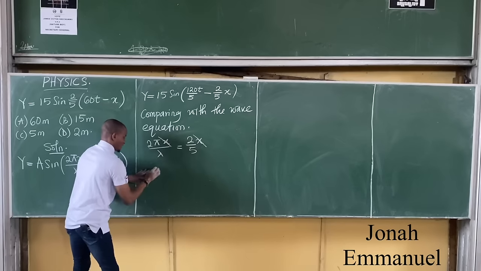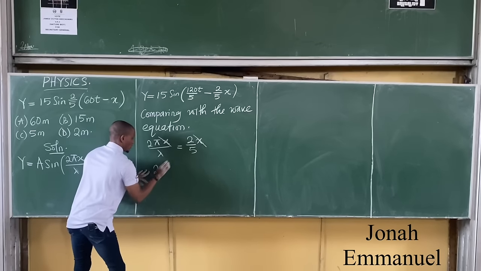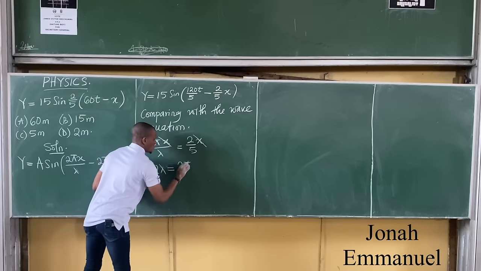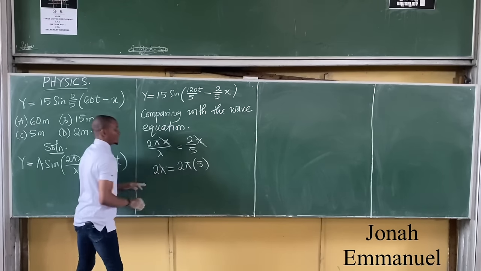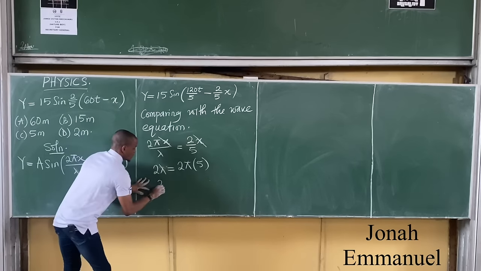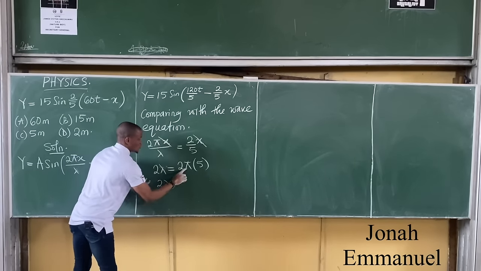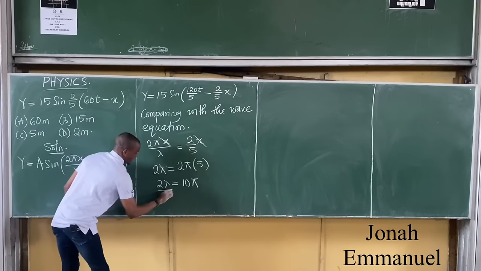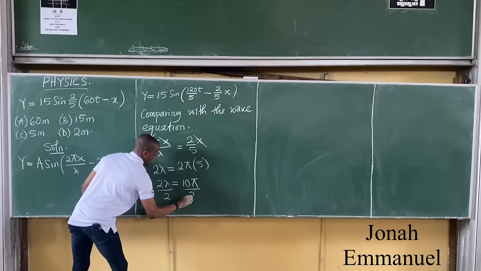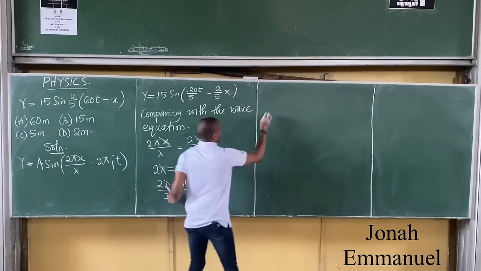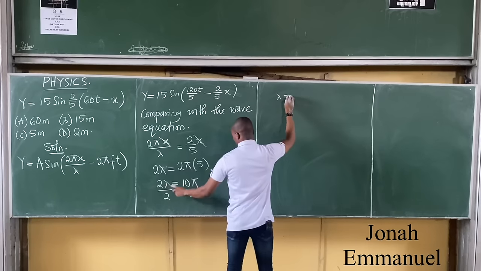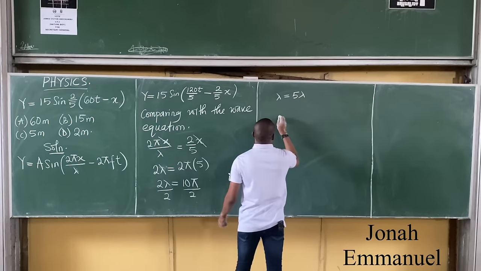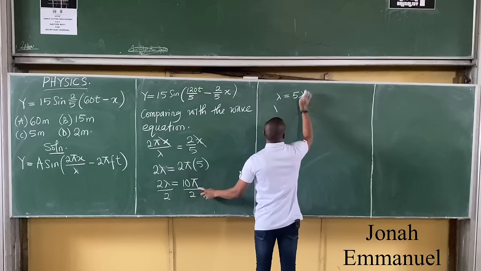This times this: 2 lambda is equal to this times this. 2 pi times 5. Expand it. 2 lambda is equal to 2 times 5, which is 10. Divide both sides by 2. I have that lambda is equal to 10 over 2, which gives you 5. So 5 pi, please.